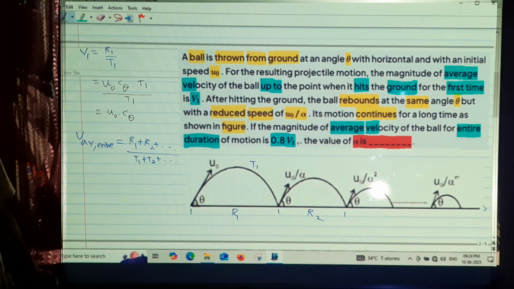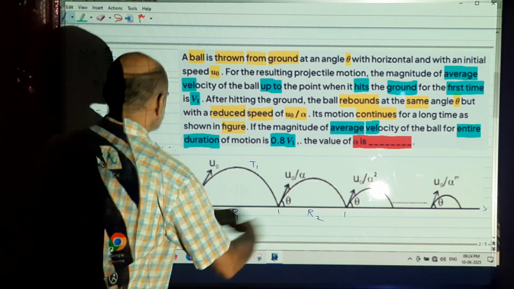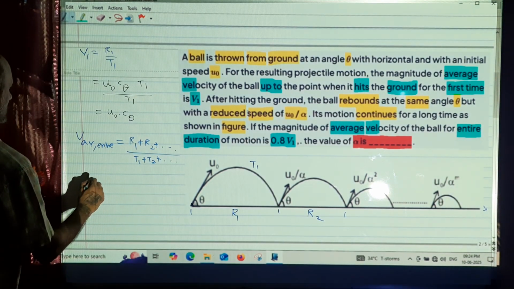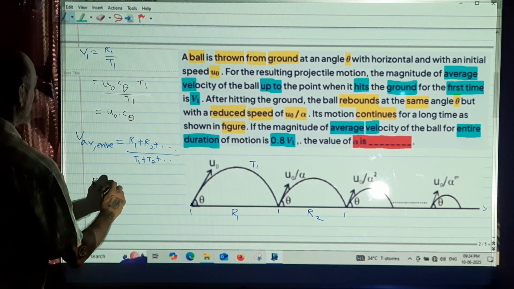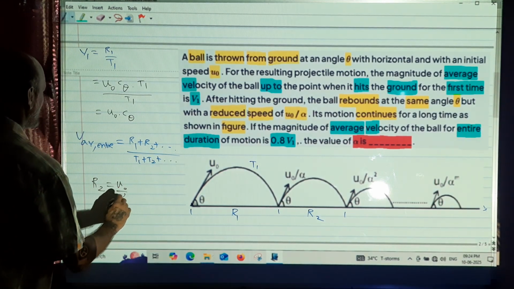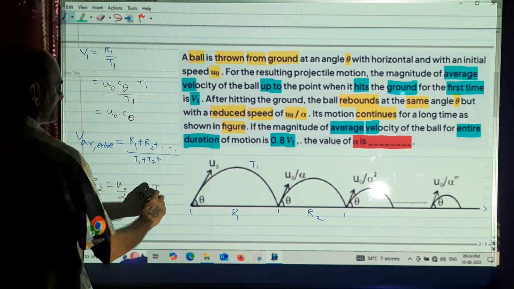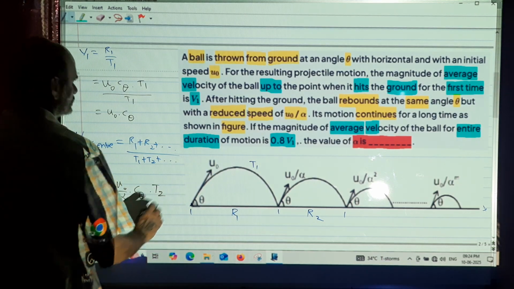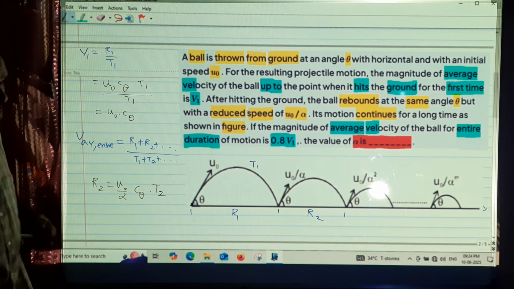So r2 is this range. So horizontal component of this velocity, that's u0 by alpha. Angle is same, cos theta, into the corresponding flight time t2. Okay, so t2 we can get from the vertical motion.